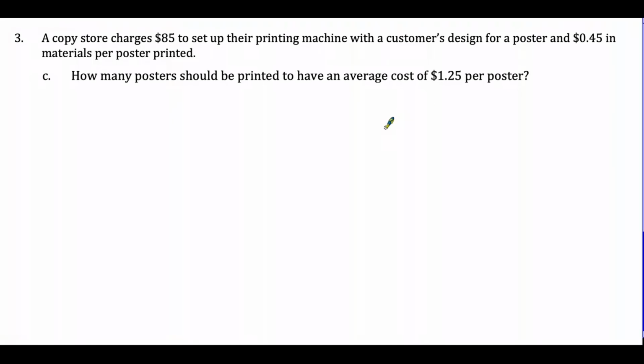All right, part C then. We want to figure out how many posters we should print to have an average cost of $1.25. To figure this out, I need to take my average cost equation and set that equal to what I want the average cost to be. To solve this then, I'm going to multiply both sides by my denominator of x.